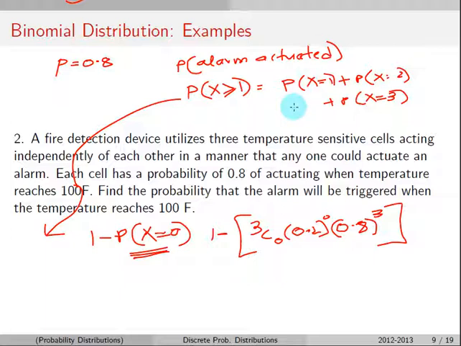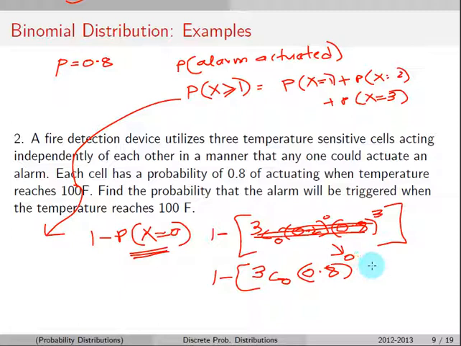Oh, just a slight correction here. This needs to be 0.8. So let me just strike this off and write this again here. It's 1 minus 3C0, 0.8. So that hasn't changed. 0.8 raised to 0, which means you want 0 successes. And 0.2, the probability of failure, raised to 3.